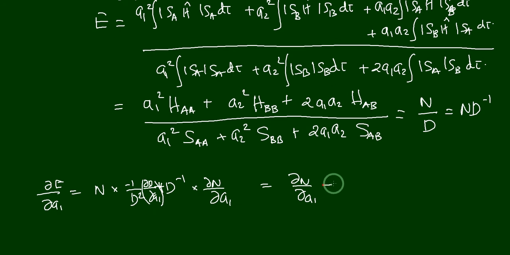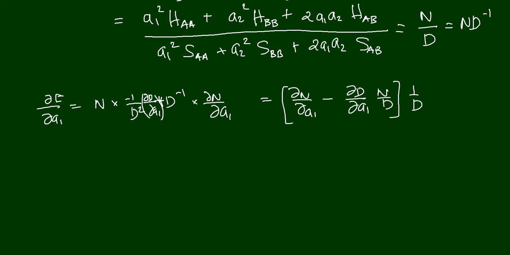minus what is remaining here is ∂d/∂a1 into n divided by d. 1 by d is taken as the common factor from both terms. So let me write it here into 1 divided by d. Okay, so ∂n/∂a1 minus ∂d/∂a1 into n by d, into 1 by d, is equal to 0. Okay, now we can find out ∂E/∂a2.